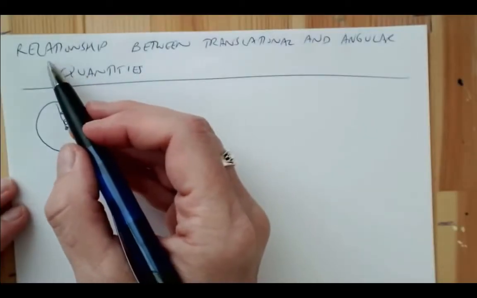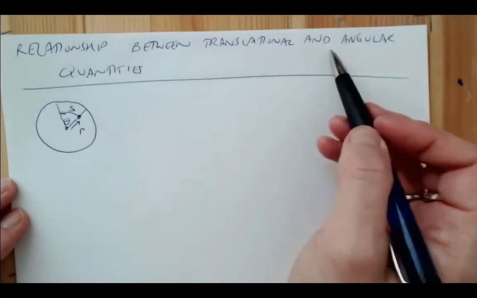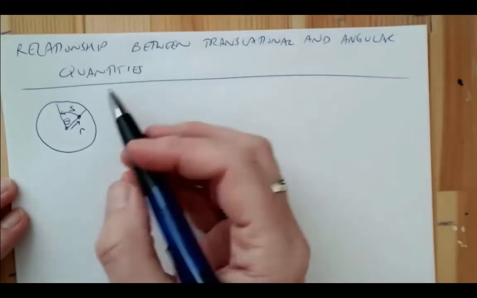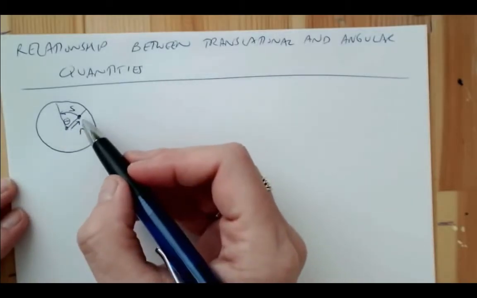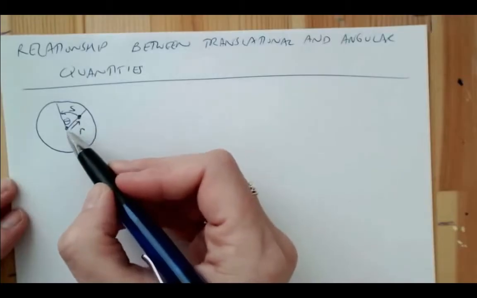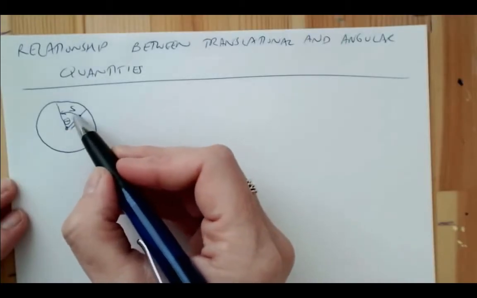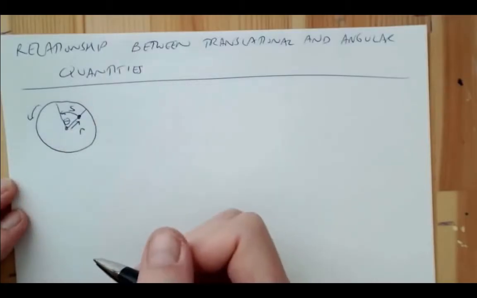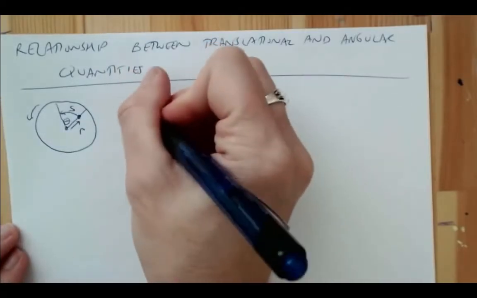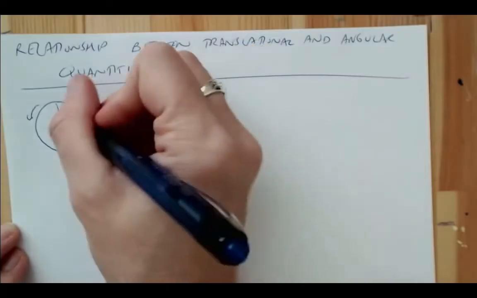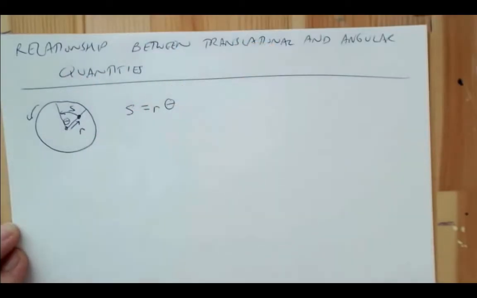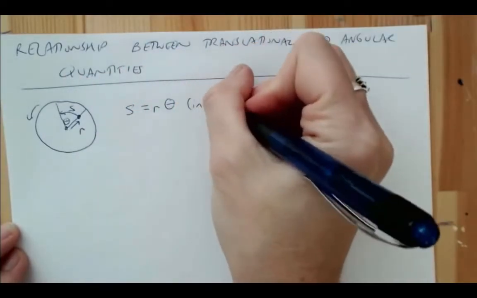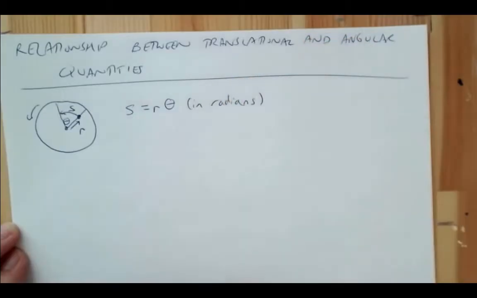Great, so lastly, we're going to discuss the relationship between translational and angular quantities. So I've redrawn the picture here where we have a point that's some distance r from the center, and then the disk spins some angle theta. So we have already decided that the arc length S is going to be equal to r times theta. Again, I'll emphasize it's in radians.